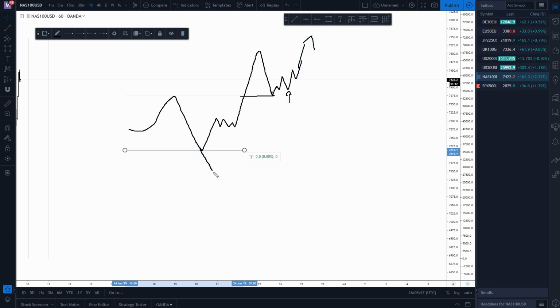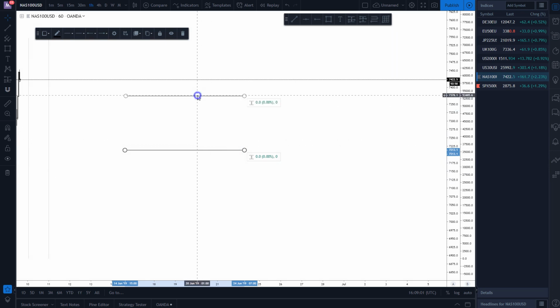The same goes if we are going to break below on the retest. You want to see some weakness, rejection candles, bearish market structure, things like this. You can short this and continue your week lower.